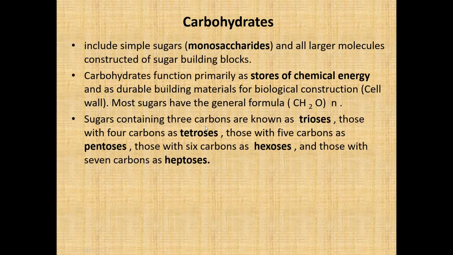Sugars containing 3 carbons are known as trioses, with 4 carbons as tetroses. Those with 5 carbon atoms in their molecule are known as pentoses. But monosaccharides that contain 6 carbons are known as hexoses, for example. And we can say that, for example, the glucose molecule belongs to hexoses because it contains 6 carbon atoms. And for example, ribose as a part of nucleotide belongs to pentoses.